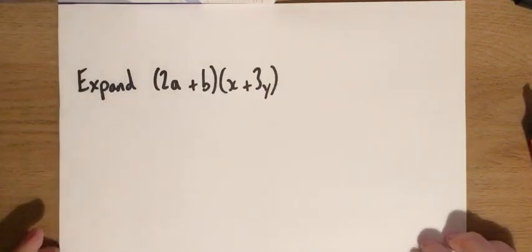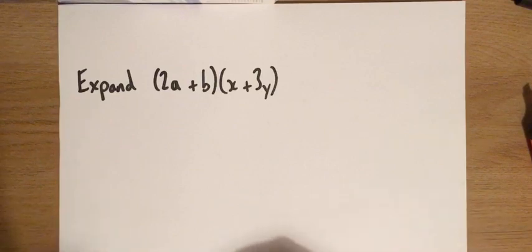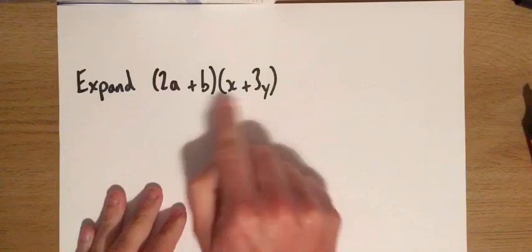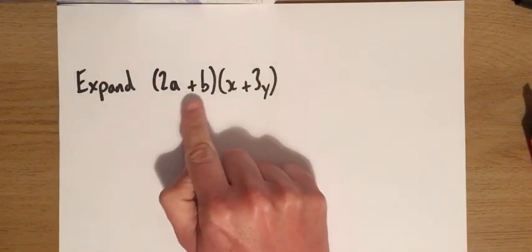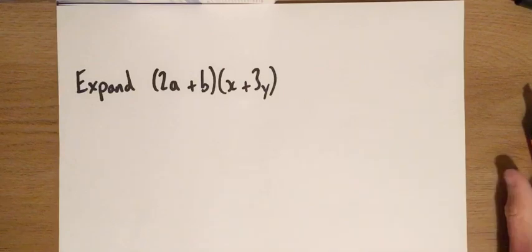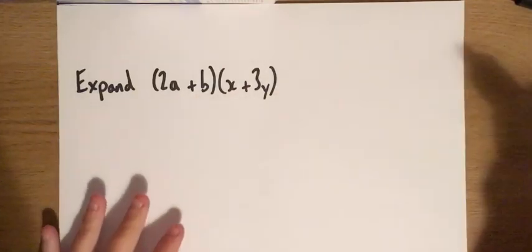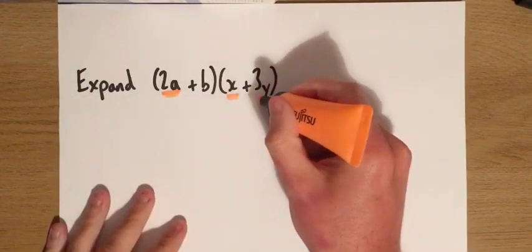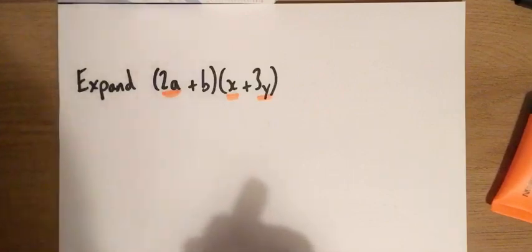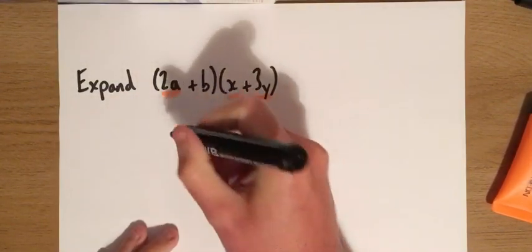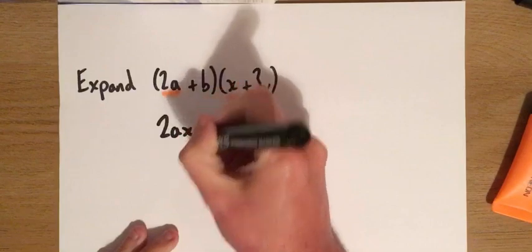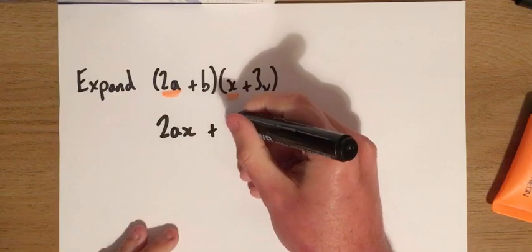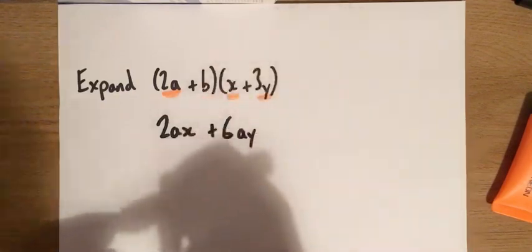If you were told to expand something like this, what's called binomial multiplication, because both of these have two terms, binomial, in them. So we're going to multiply 2a plus b by x plus 3y. The way we do this is we multiply the 2a by both things in the other bracket. So 2a multiplied by x is 2ax. 2a multiplied by 3y is 6ay.